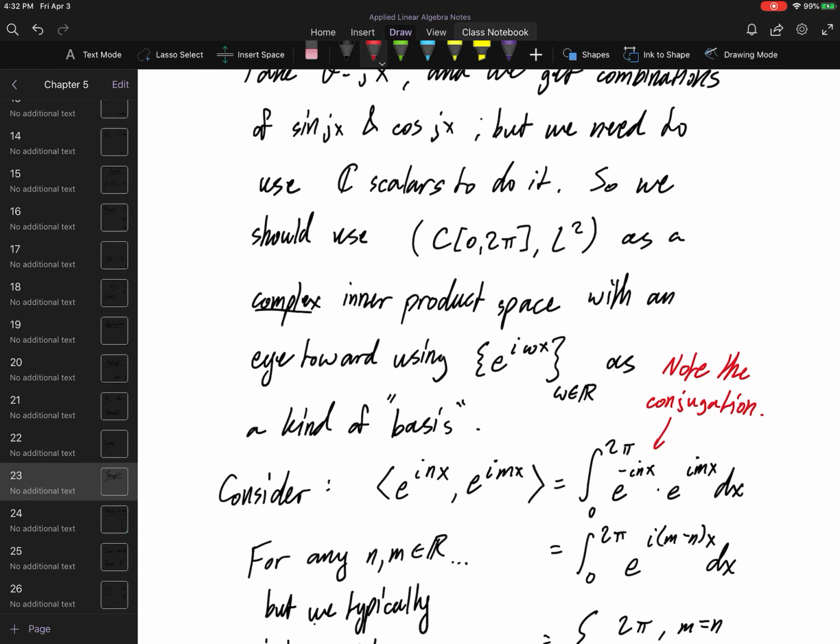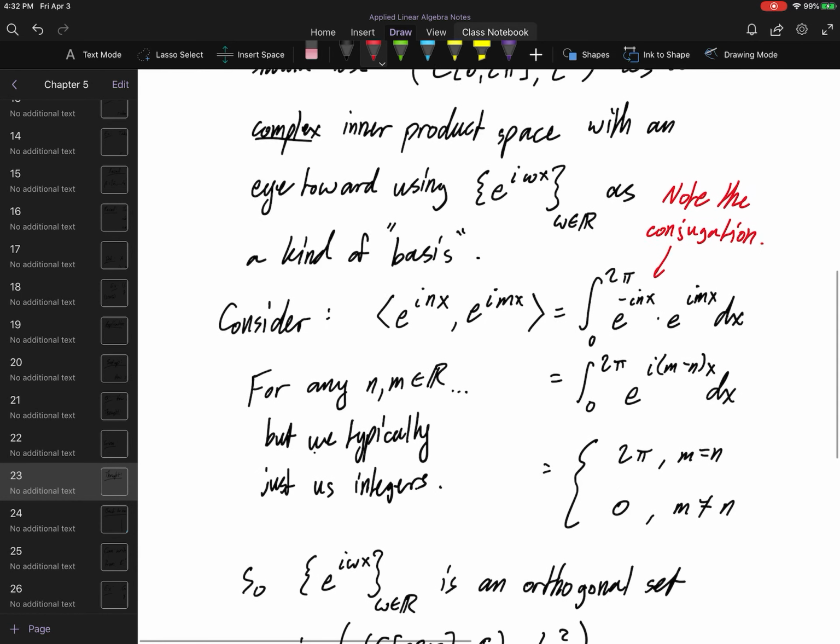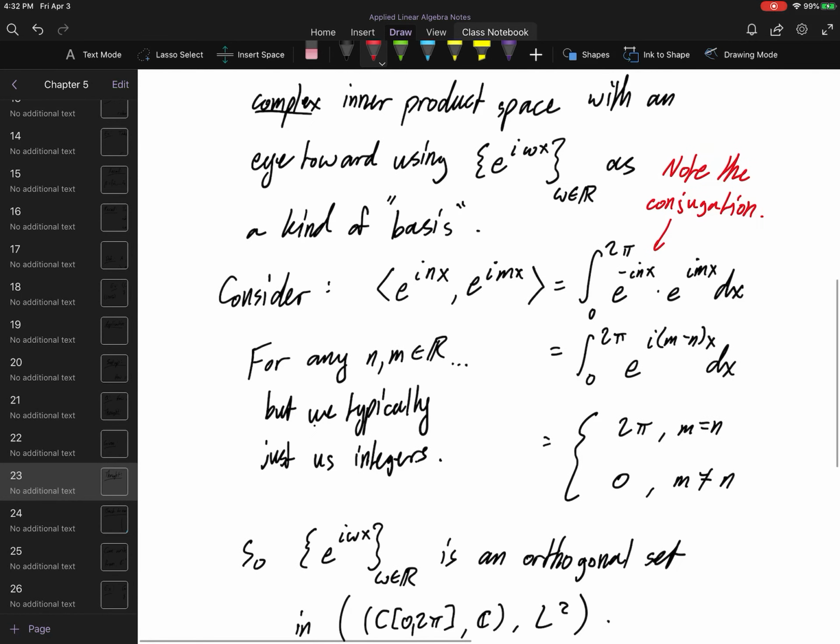So we should use an inner product space that deals with our functions. Our functions come from continuous functions on 0 to 2 pi. And we're going to use the L2 inner product in the complex sense. We're going to try to project onto this e to the i omega x function set, and we're going to treat it as a kind of basis.